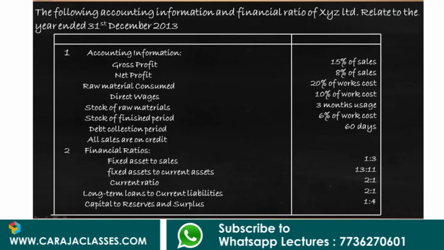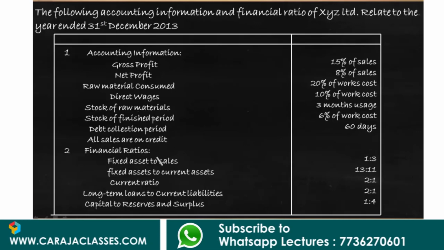The following accounting information and financial ratio of XYZ Limited relate to the year ending 31st December 2013. We have accounting information. Gross profit is 15% of sales, net profit 8% of sales, raw material consumed 20% of works cost, direct wages 10% of works cost, stock of raw material 3 months usage, stock of finished goods is 6% of works cost, debt collection period is 60 days, and we have information all sales are on credit.